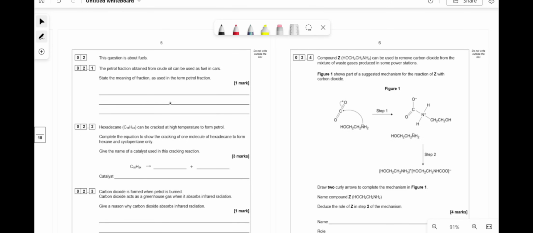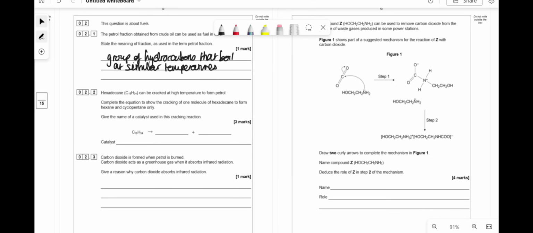It basically just means a group of compounds that boil at a similar range of temperatures or have a similar boiling point. So, a group of hydrocarbons that boil at similar temperatures. Hexadecane can be cracked at high temperatures to form petrol.